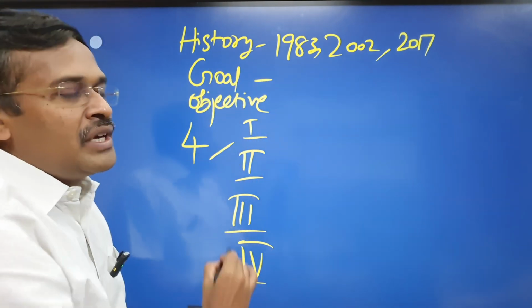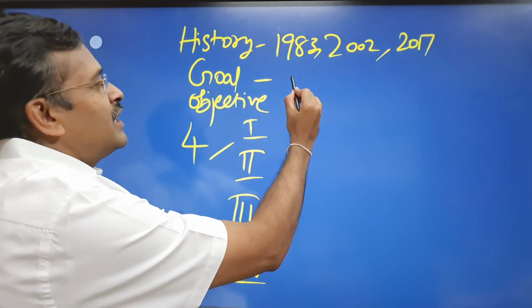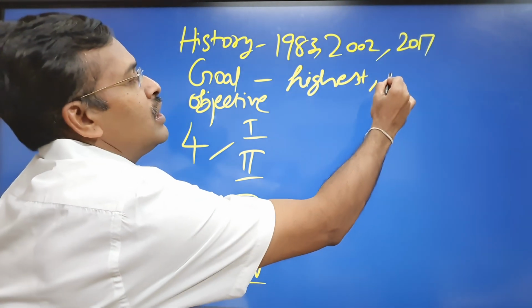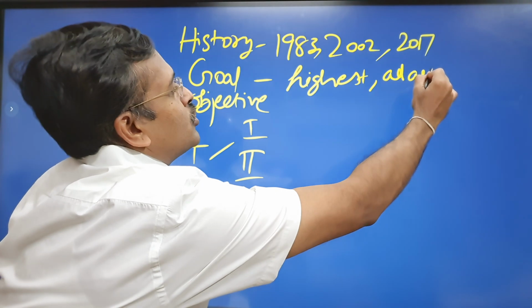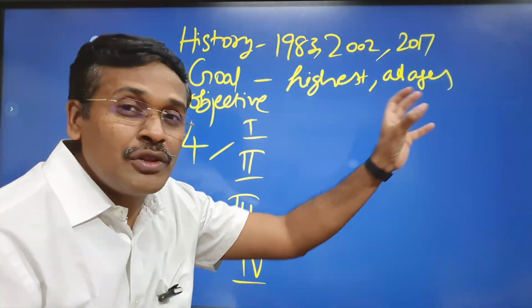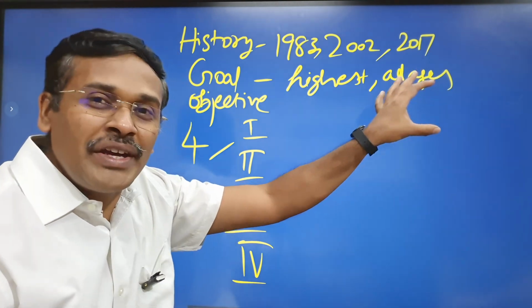So what is the goal here? The goal is very simple: attainment of the highest possible level of health for all ages. This is what is important: the attainment of the highest possible level of health for all ages through preventive and promotive health. Okay, that is the goal.